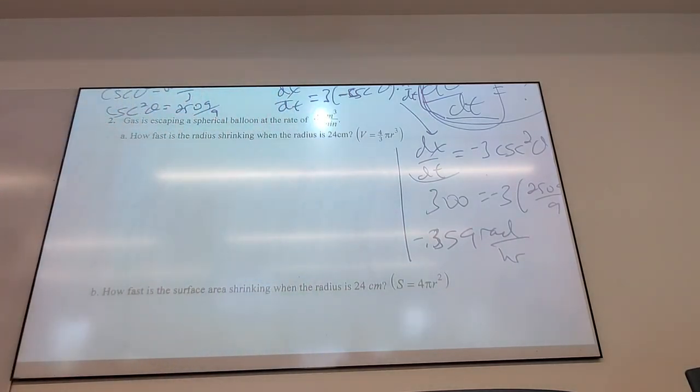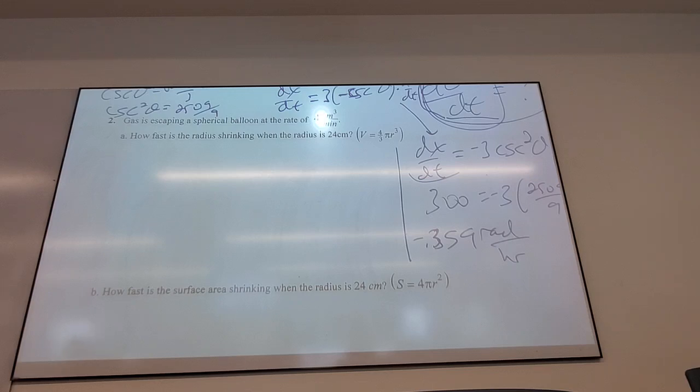Do you plug 24 in right now? No, that's the snapshot. You let the radius change. You gotta let it change, and then you plug it in after you take a derivative. If you plug it in right now, the derivative is gonna be 0 for everything in the universe, right? Then we're all still living in caves. But somehow we have iPads.